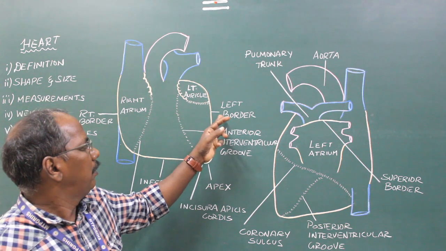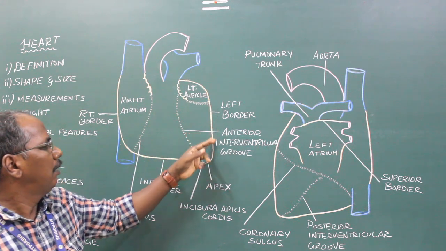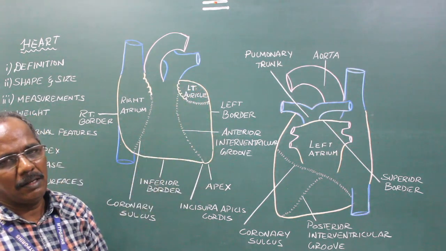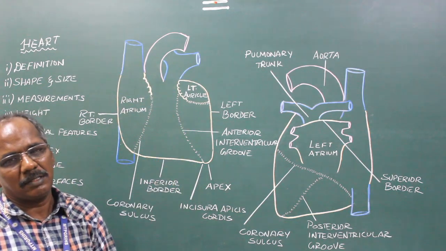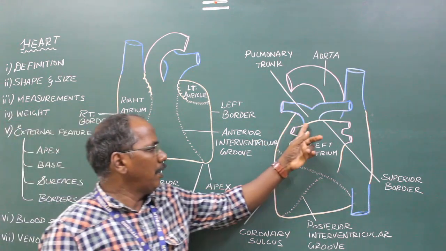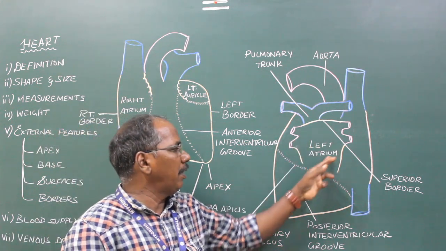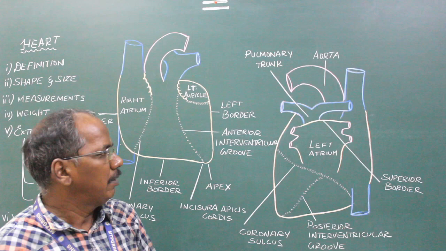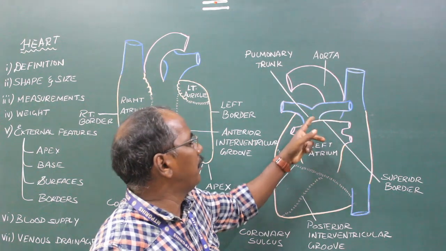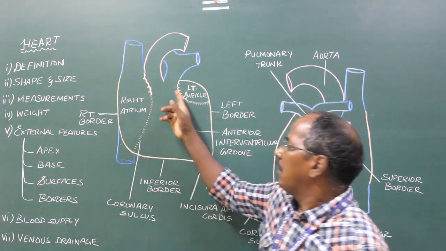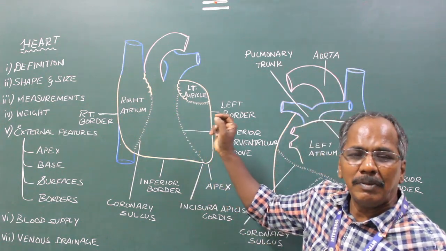Left border. The left border is mainly formed by the left ventricle and partly by the left auricle. It separates the sternocostal surface from the left surface. Superior border. The superior border is formed by the left atrium. It is masked by the roots of aorta and pulmonary trunk. See here, it is masked by the roots of pulmonary trunk and aorta. You are not able to see the superior border clearly.